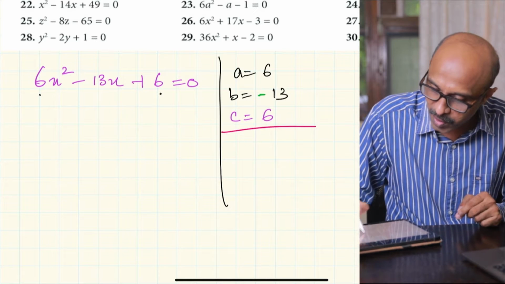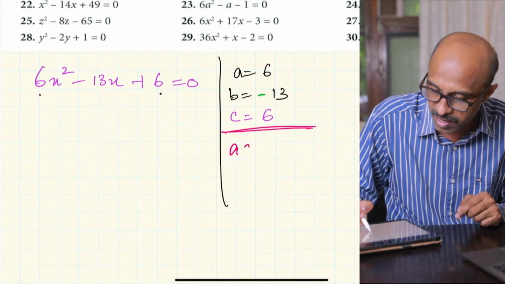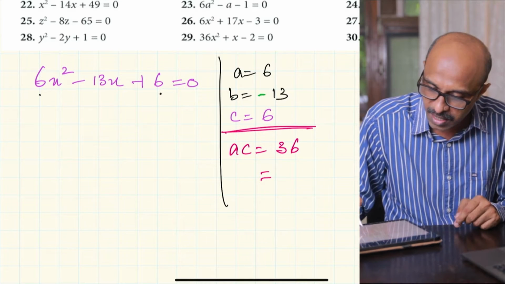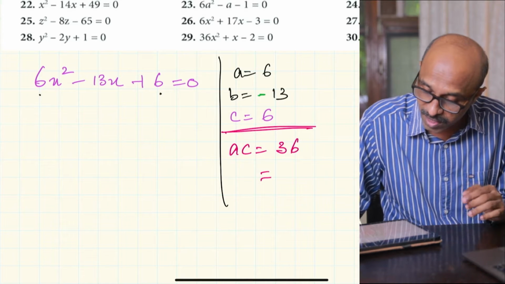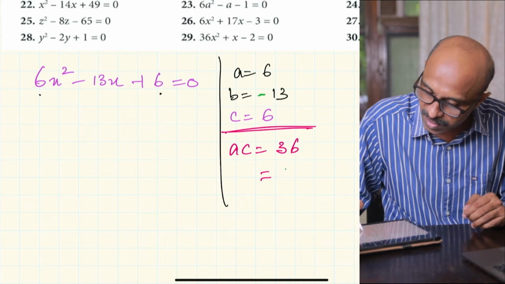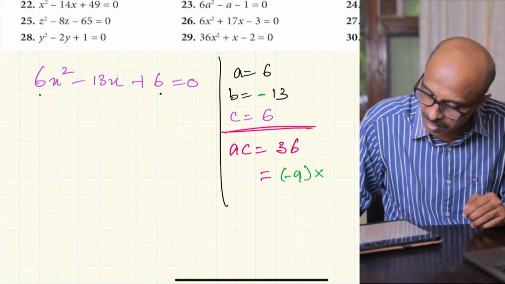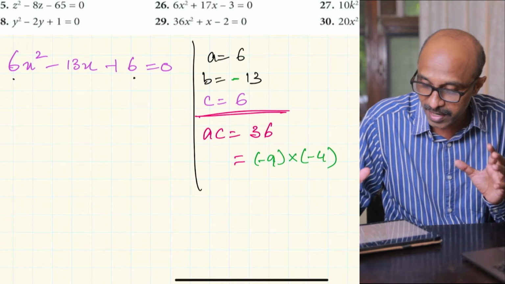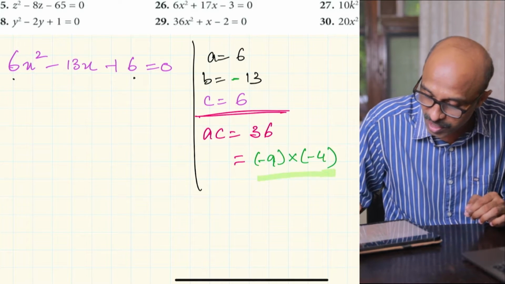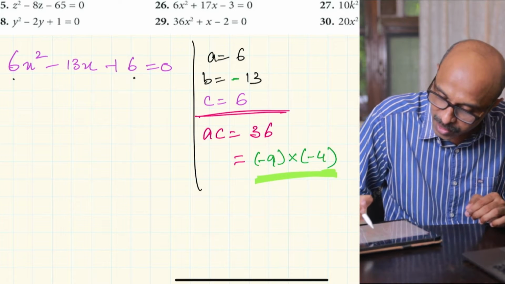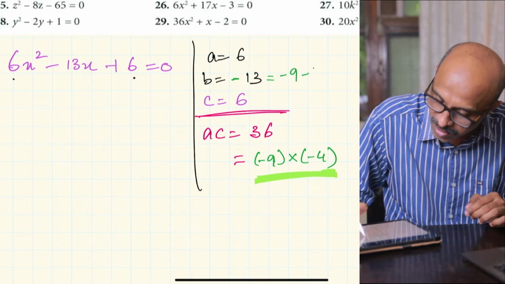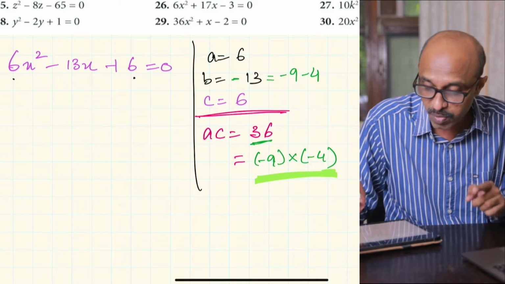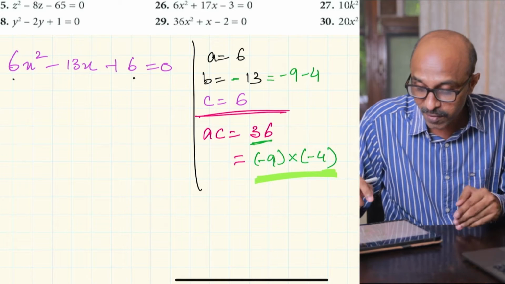So first we're going to consider the factors of ac. The product ac is 36. We wanted the negative sign, right? So we're going to choose negative 9 times negative 4. The reason we choose this particular combination is because only negative 9 and negative 4 will add to negative 13. So we want the product to be positive: negative 9 times negative 4 gives you a positive 36.